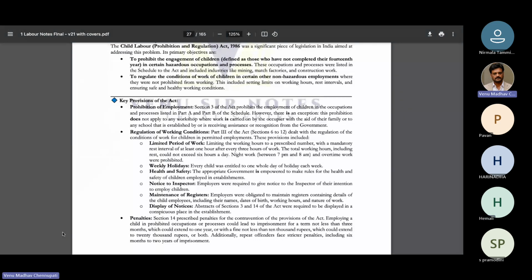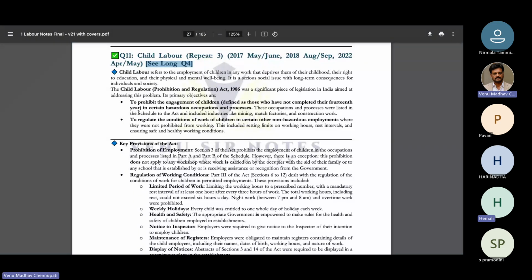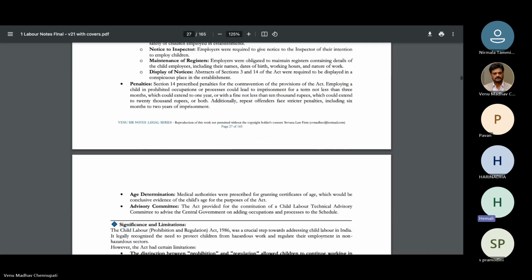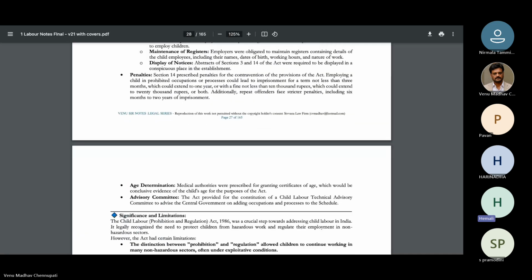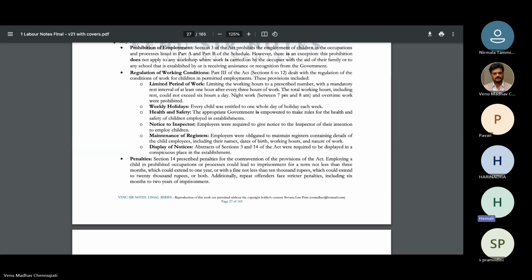So here we are assuming that you already know that already long. Okay. So some highlights లాగా పెట్టాం ఇక్కడ. Regulation of working conditions. Part 3 of the Act, Section 6 to 12, dealt with the regulation of conditions of work for children in permitted employments. These provisions included limited period of work. Okay, that I already read. Then weekly holidays, health and safety. Appropriate government is empowered to make rules for health and safety of children employed in establishments.